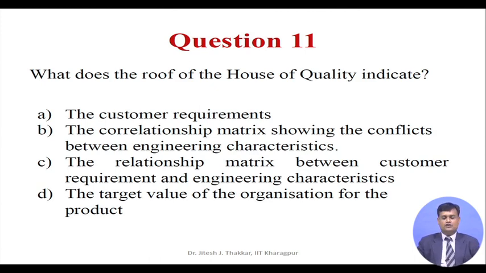Question 11. What does the roof of the house of quality indicates? A. The customer requirements. B. The correlationship matrix showing the conflicts between engineering characteristics. C. The relationship matrix between customer requirement and engineering characteristics. D. The target value of the organization for the product.